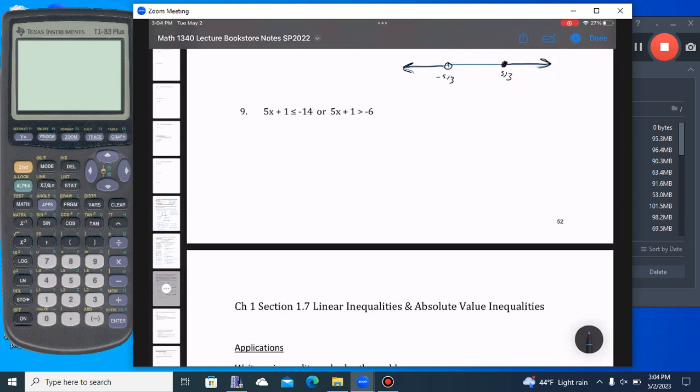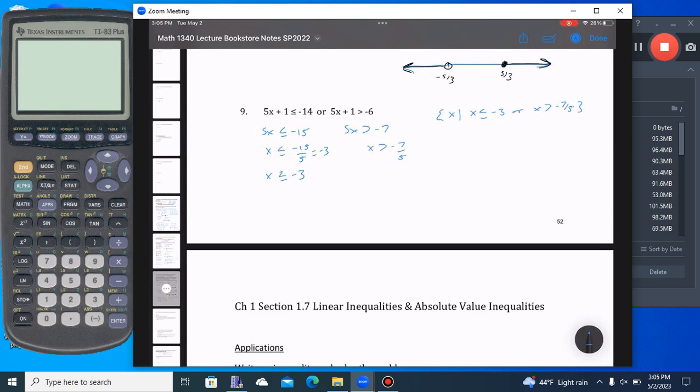Last one of these. 5x plus 1 is less than or equal to -14, or 5x plus 1 is greater than -6. Subtract 1, you get 5x is less than or equal to -15. Subtract 1 here, you get 5x is greater than -7. Divide by 5, you get x is less than or equal to -3. And on this side, you get x is greater than -7/5. So in set notation, x such that x is less than or equal to -3, or x is greater than -7/5.